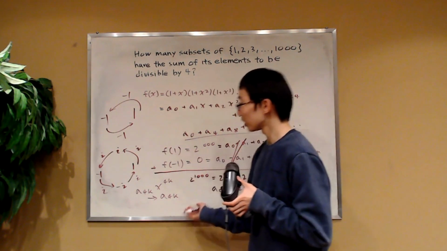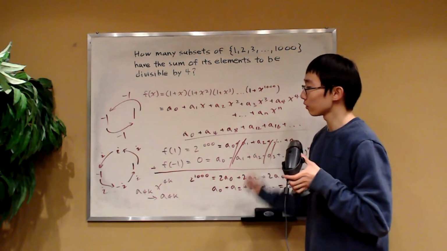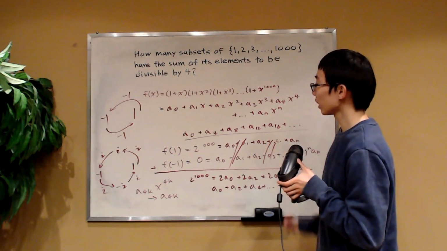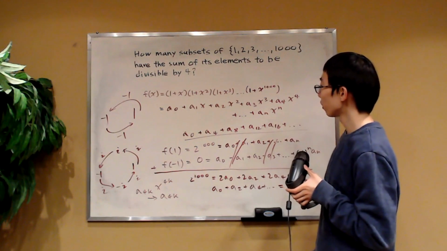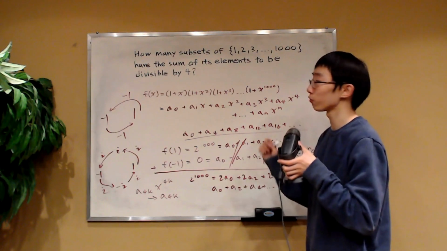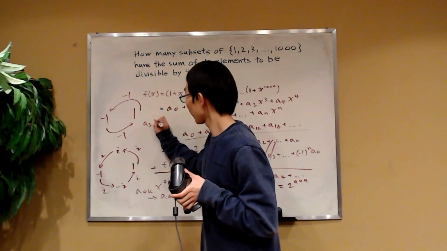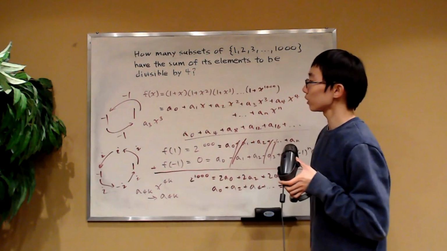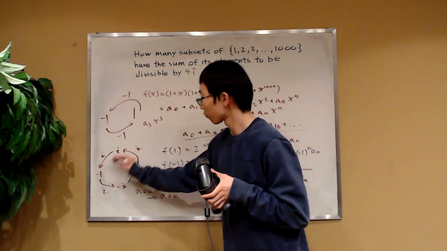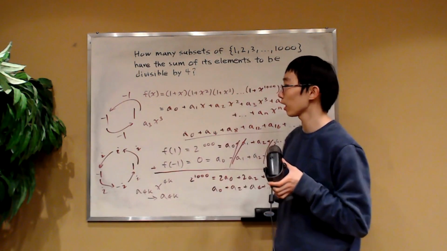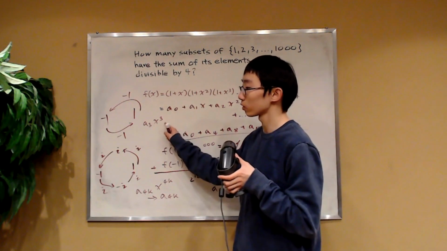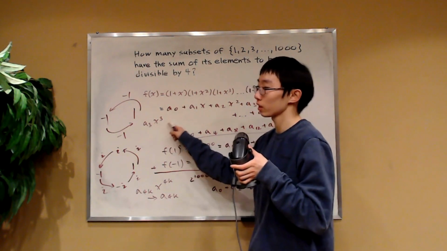So this is one key fact. Another key fact is that if you were to take a term whose degree is not a multiple of 4, so let's just take x to the 3 as an example. So that's a3 x to the 3. If you were to evaluate f at each of these 4 values and then add those equations up, then notice what happens to this x to the 3 term. We're just going to consider this one as an example.